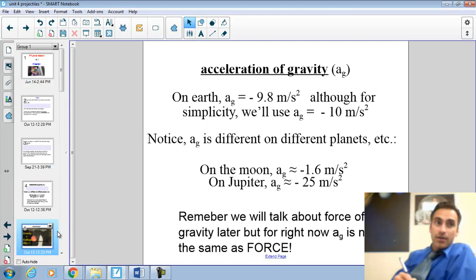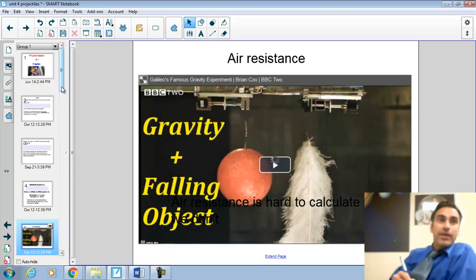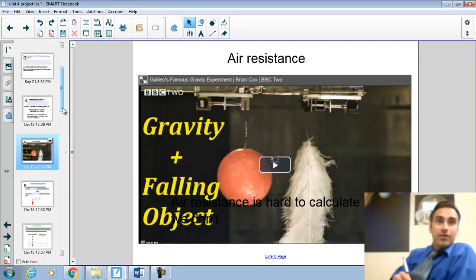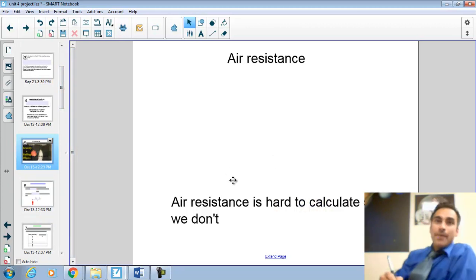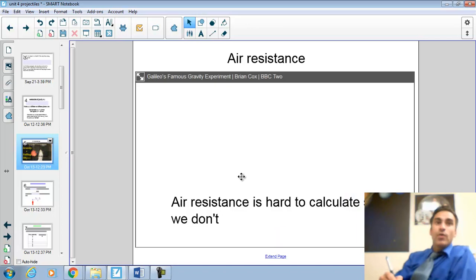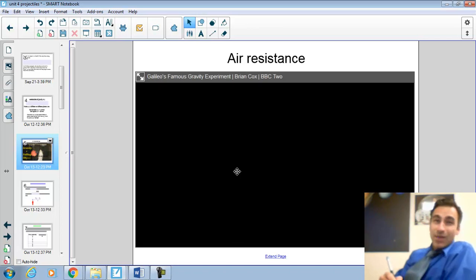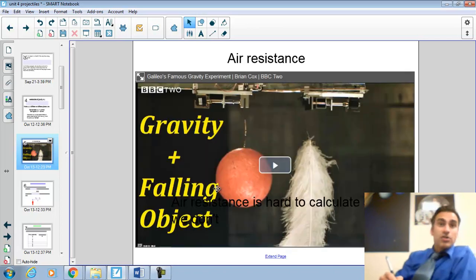All right, there's a really cool video right here. You should look it up. It's Gravity of Falling Objects on the BBC, and it shows a ball and a feather being dropped at the same time with and without air resistance. Now, we're not going to deal with air resistance in here, so we're not going to have to calculate it.